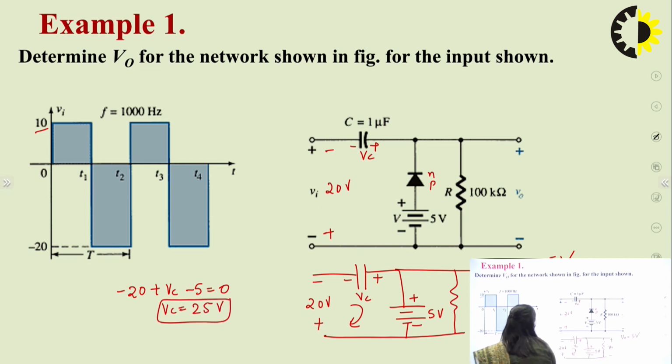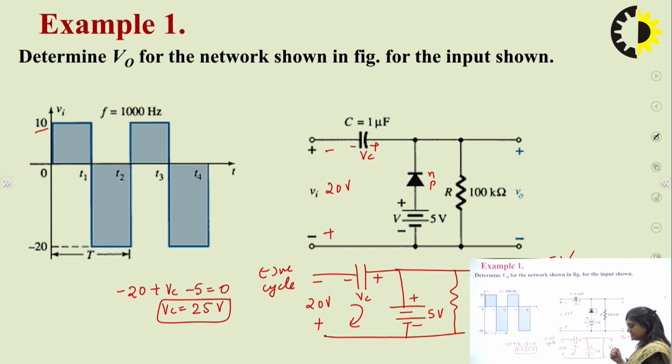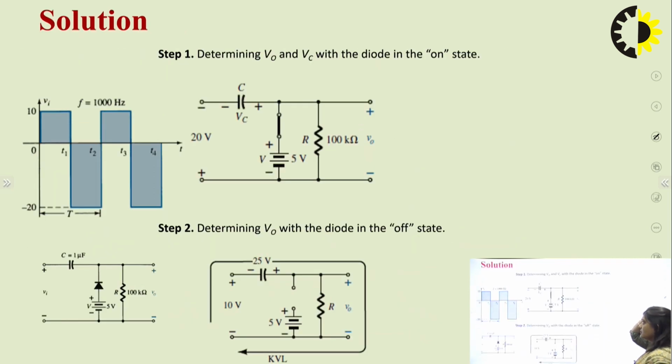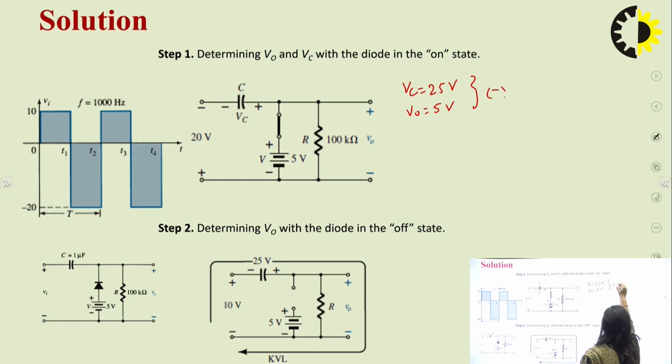So our capacitor has been charged up to the voltage 25 volt, and this is the case when the negative cycle is there. So in the negative cycle, output voltage is 5 volt and Vc is 25 volt. Okay, so Vc was 25 volt and output voltage was 5 volt in the negative half.